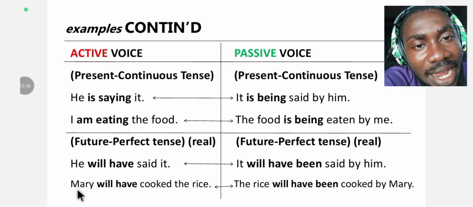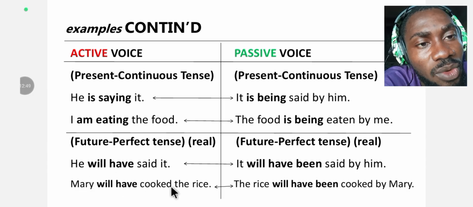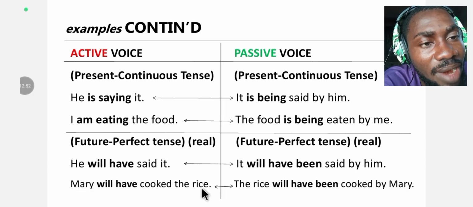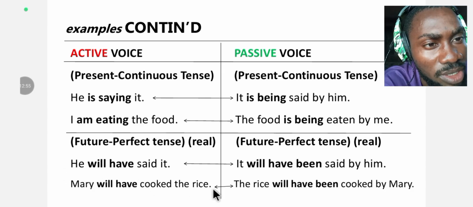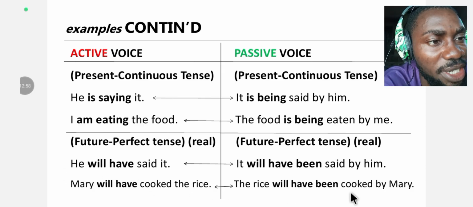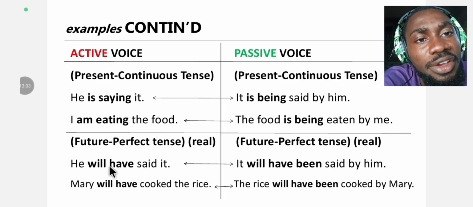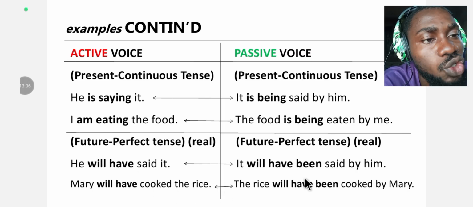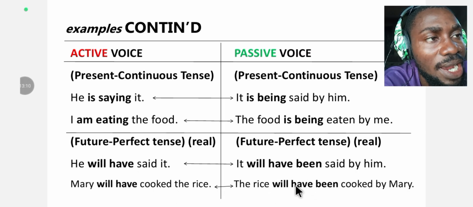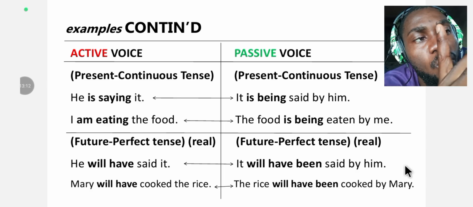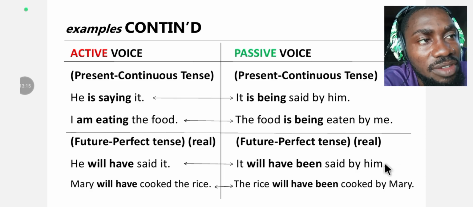Looking at the next example here under active voice, it says, Mary will have cooked the rice. Converting this to a passive voice, it says, the rice will have been cooked by Mary. Tense maintained. Future perfect tense. Will have. Future perfect tense here on the passive voice too. Always maintain the tenses when converting from active to passive voice.